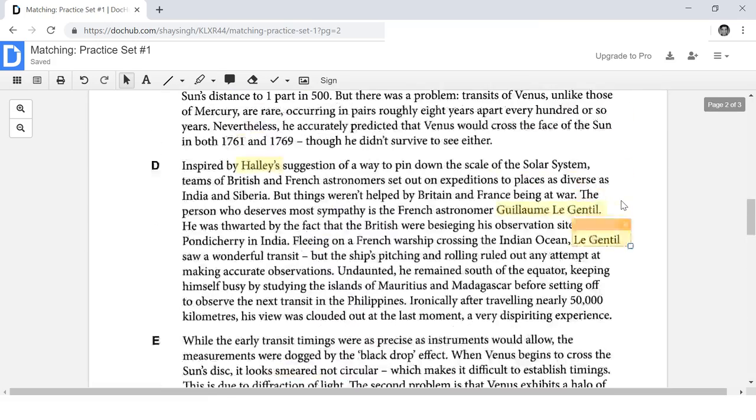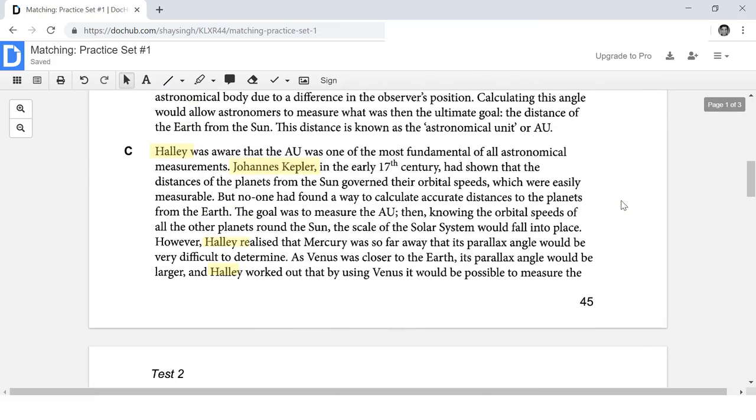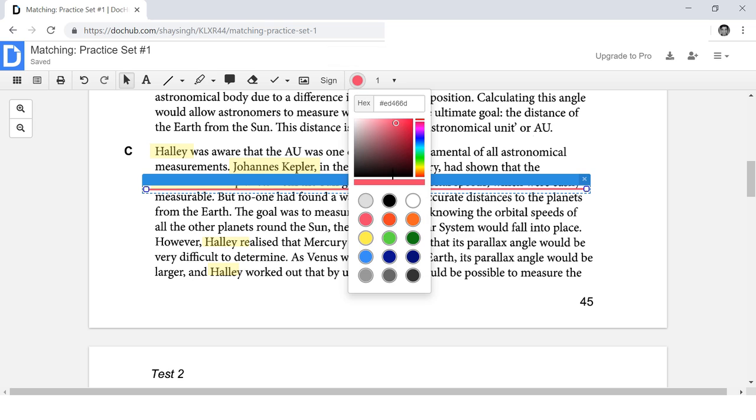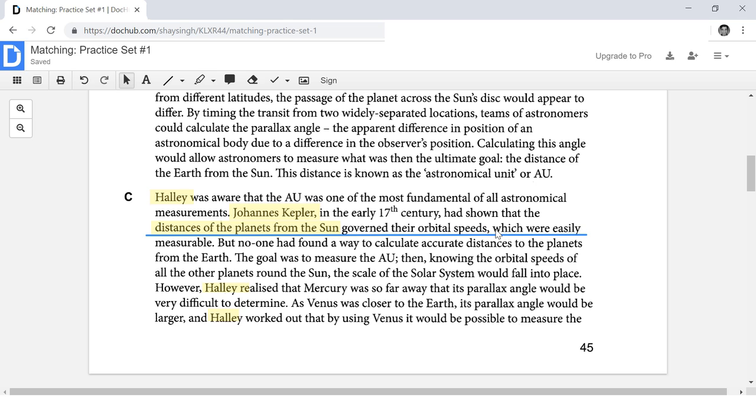So let's come back up here where it talks about Johannes Kepler. Here it's talking about the distance of the planet from the sun. So we know that we're probably going to find our answer around here. This right here is going to be our matching sentence. In fact, that's where we're going to find our answer. And here it says, Johannes Kepler in the early 17th century had shown that the distances of the planets from the sun governed their orbital speeds, which were easily measurable.